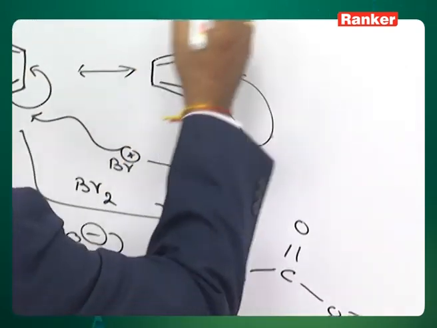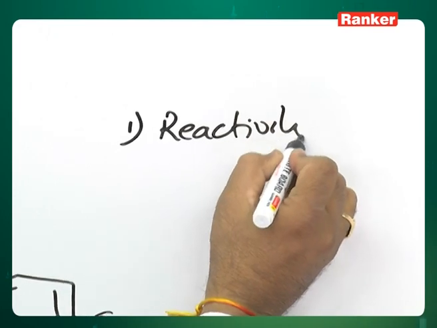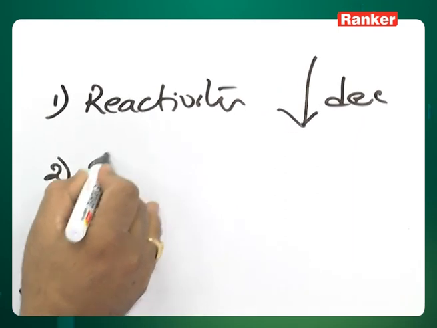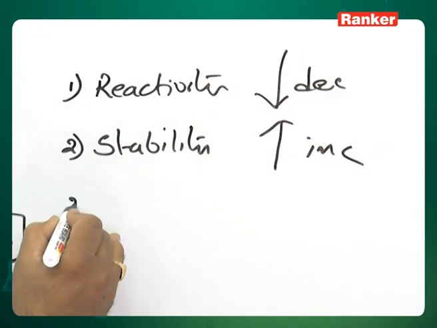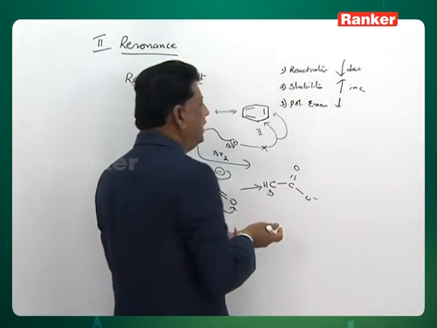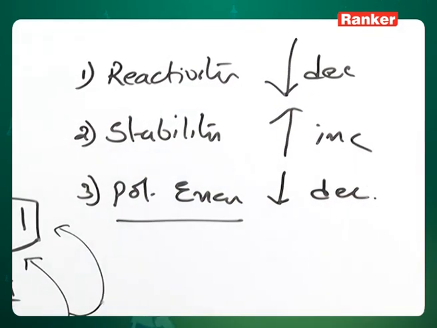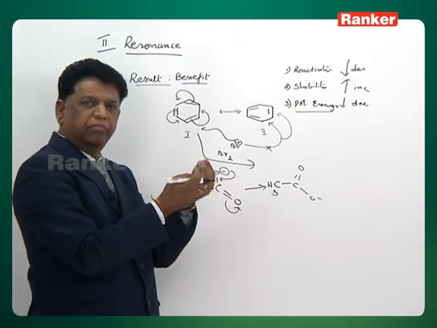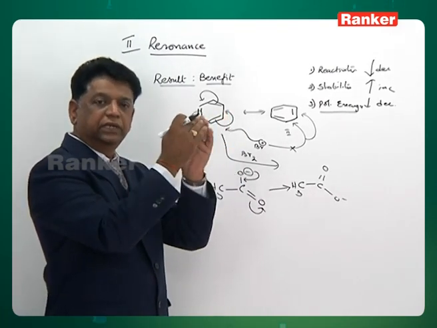Okay. So whenever resonance is there, the first point you can say is that reactivity decreases. Reactivity decreasing, isn't it? And its stability increases. Its potential energy will be decreasing. All stable molecules will have a lower potential energy. So whenever the potential energy is decreasing, some energy is released. Let us say two atoms join to make a molecule, and the molecule's potential energy will be less than the so-called added potential energy of the atoms.